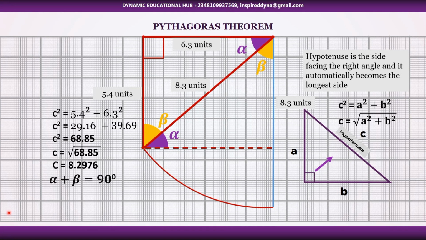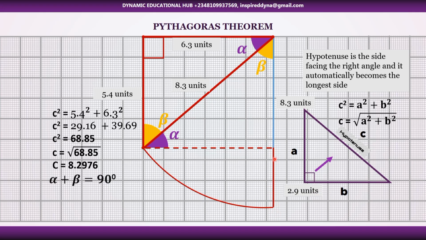We know that alpha plus beta is equal to 90 degrees. If this is 90 degrees, the addition of these two will also be 90 degrees, because the sum of the interior angles of a triangle is 180 degrees from Euclidean geometry. Now, we want to form another right angle triangle. We know this length as 6.3, so let's use this small part to form a right angle triangle.